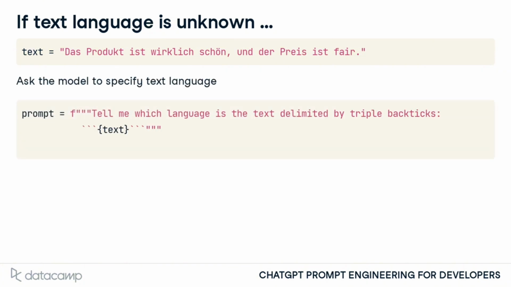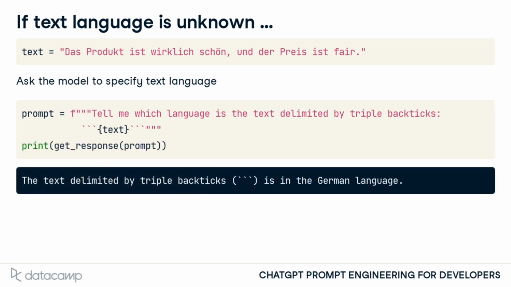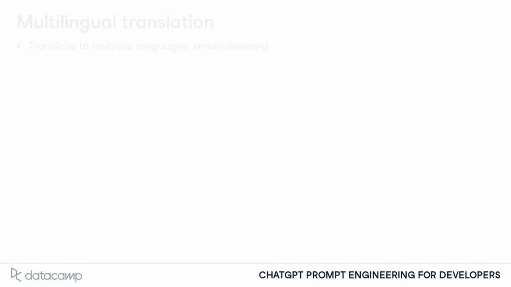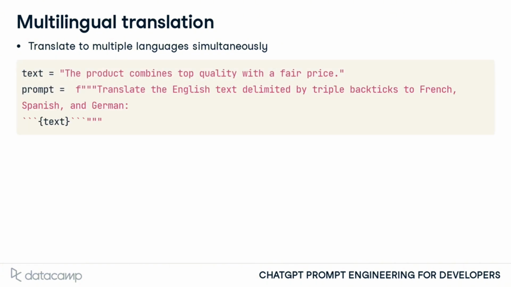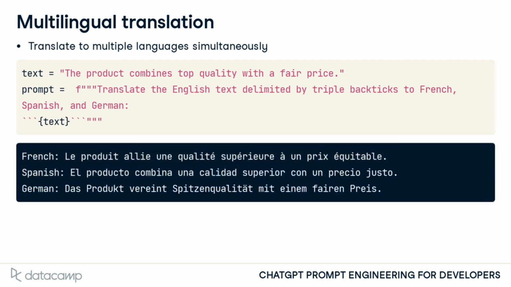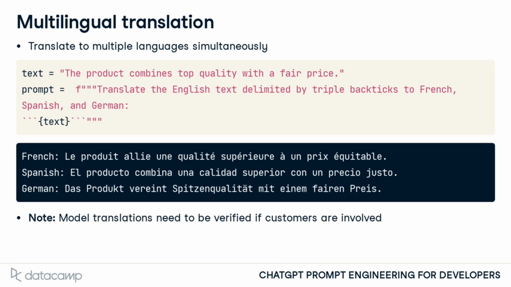We can ask the model with a delimited prompt to name the language. Here, the text is written in German. We can translate text from one language to multiple languages simultaneously. Here, we ask the model to translate an English product review into French, Spanish, and German, and the model generates the requested translations. Companies may use LLMs for initial translations, but should verify accuracy, especially for customer-facing content.